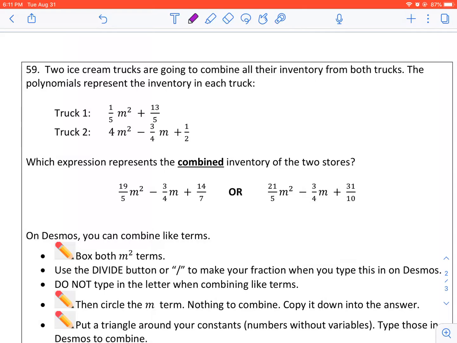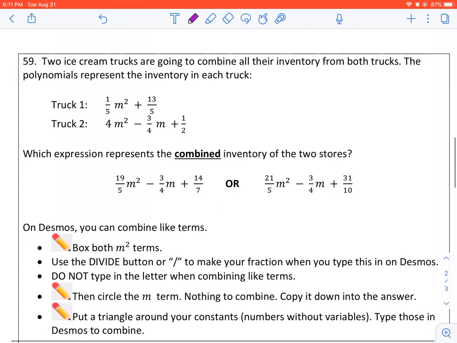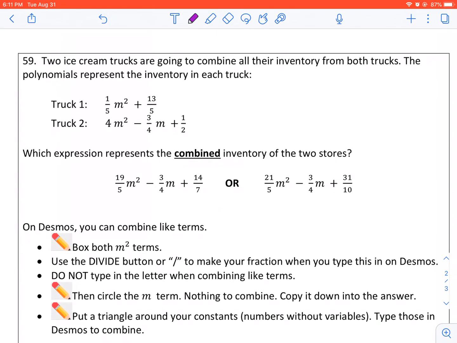We're continuing the Desmos tips page. We're on number 59. It says two ice cream trucks are going to combine all their inventory from both trucks. The polynomials represent the inventory in each truck. So we're going to combine. There's a couple different ways to do this.